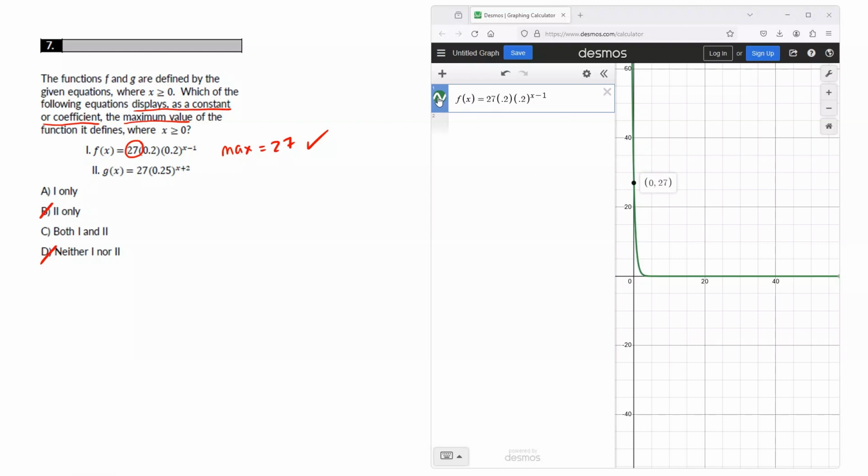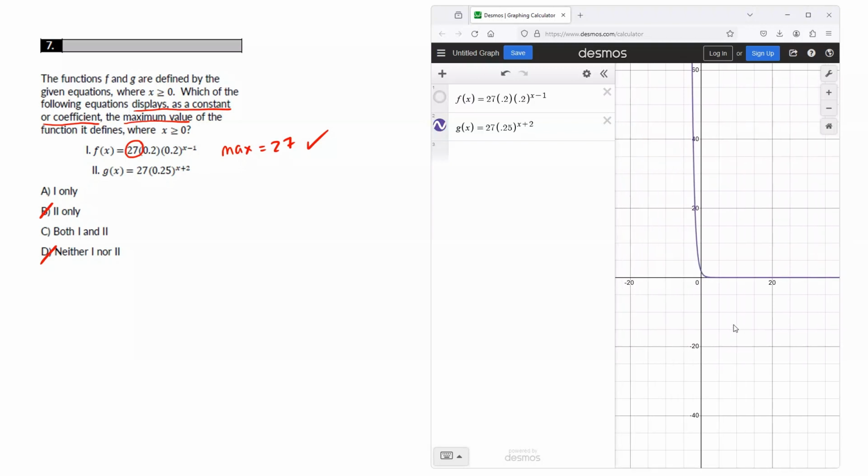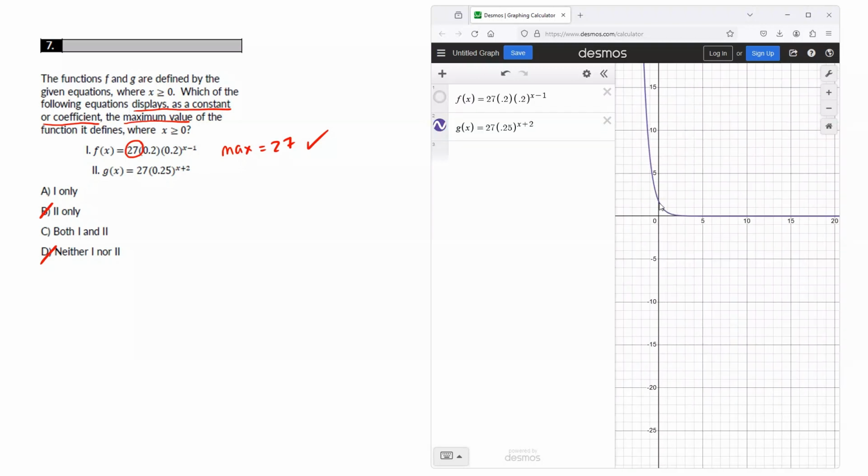Let's hide f of x for a minute. g of x equals 27 times 0.25, and the exponent is x plus 2. I know it's weird, but I'm going to write the plus 2 first and then put in the x. It looks similar to the last one, where we start at the y-axis, where x is equal to 0.